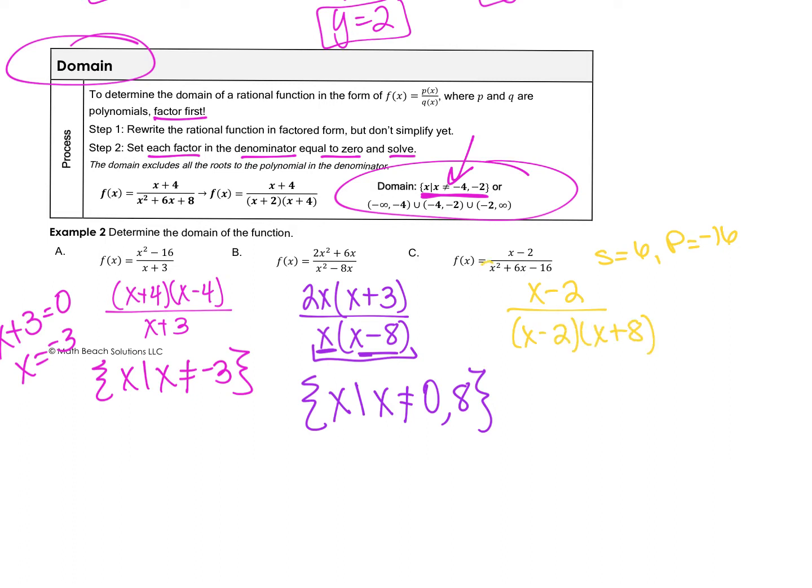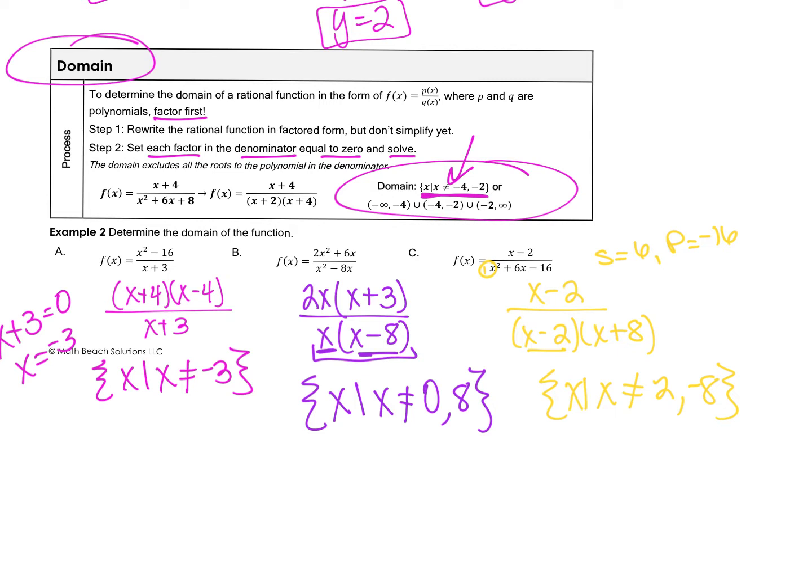We don't have to use the swing method because that's a 1 there. So negative 2 times 8 is negative 16. Negative 2 plus 8 is positive 6. So your domain is all real numbers except, so the set of all x's, and x cannot equal. Notice this one would be a 2, and x can't be negative 8 there.